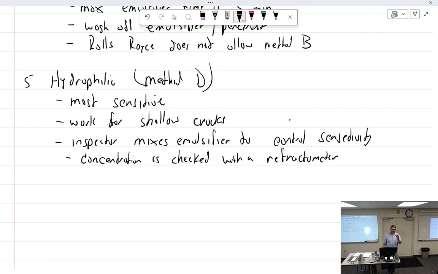Which is a little sight thing, and you have a little prism on the end. You put the drop on there, and where the light comes through, it gives you the concentration, and we're looking for a concentration between 5 to 33%.